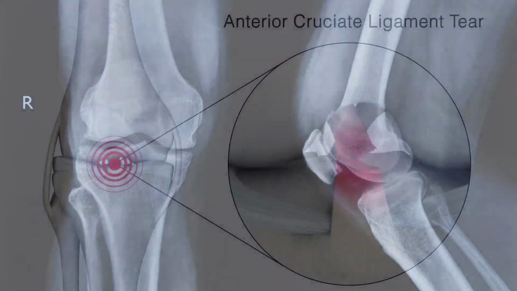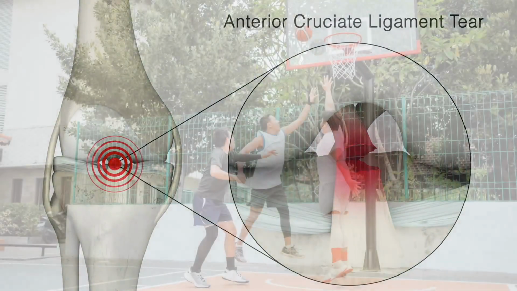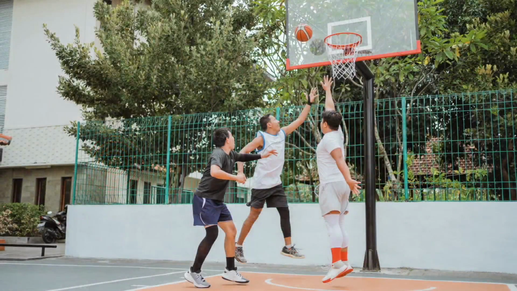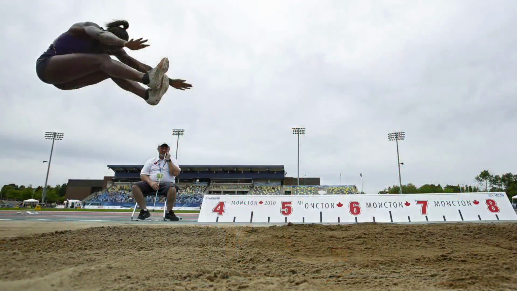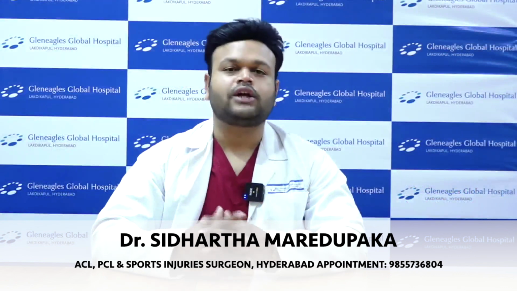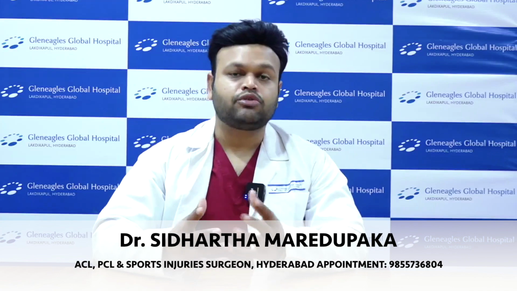And an ACL tear is usually a sports injury, which means you can have an ACL tear when you're playing basketball, when you twist your knee while playing cricket, or while doing high jump, long jump, or for that matter any form of sports injury. But in the southern part of India, where the culture of sports is not as much as compared to the northern part of India, ACL tears can happen in roadside accidents.